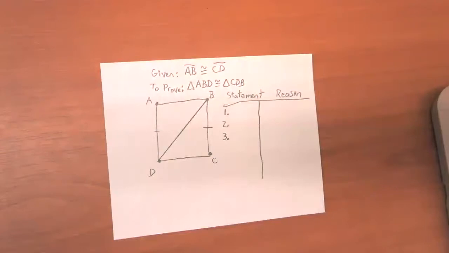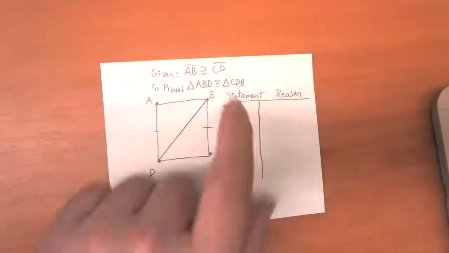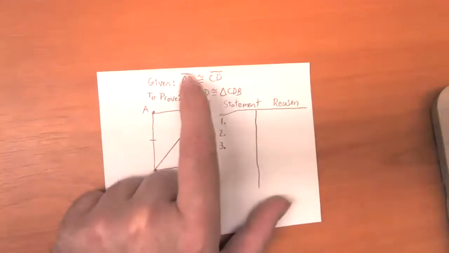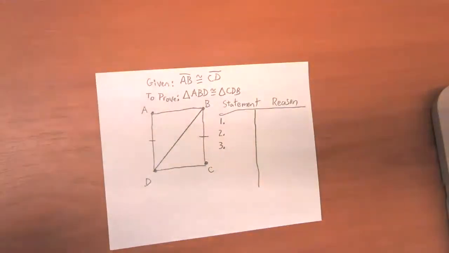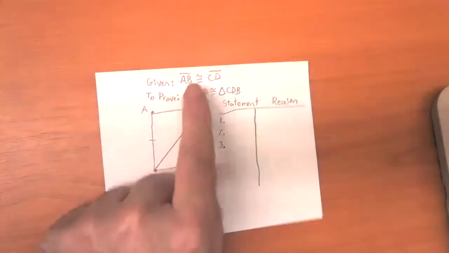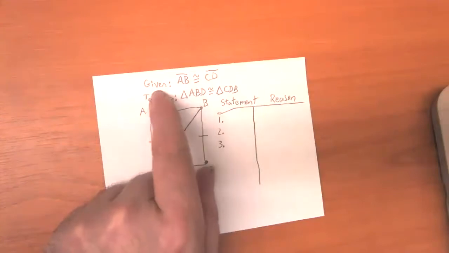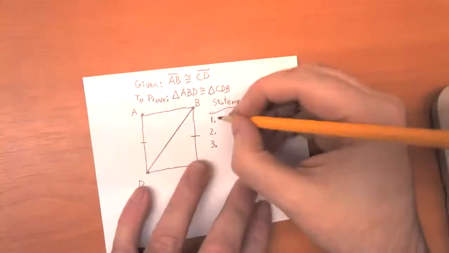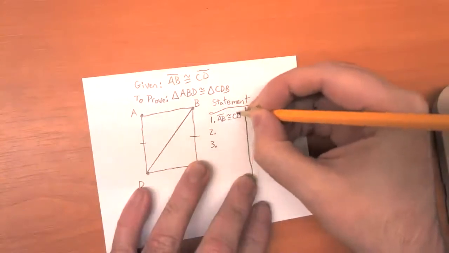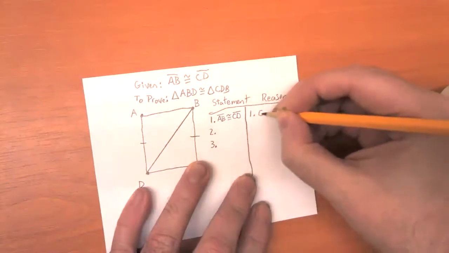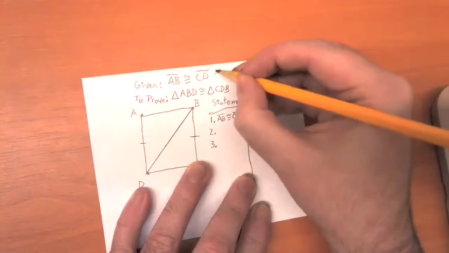We're not going to complete this proof in this video, but I wanted to show you that this is usually the kind of thing that you're going to see, either listed like this, or given in a couple of sentences. So the first reason that we want to talk about is called given. We can use given as a reason whenever there's a statement that they tell us in the statement of the proof. So I can just copy AB is congruent to CD, and the reason for that is going to be given because it just said it right here.